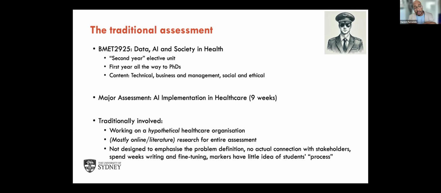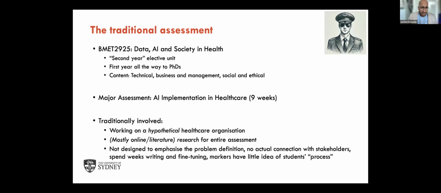And then they'll start doing online research. They'll go through literature, they'll go through newspaper articles and just do online research, basically for the entire assessment. So their entire problem is based on what they look at online. Then they come up with their solutions based, once again, on their learnings in the unit, as well as online research.